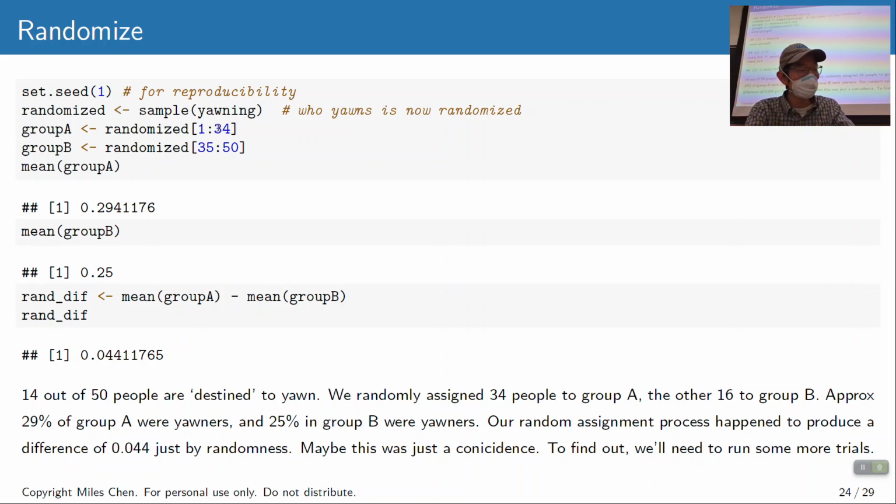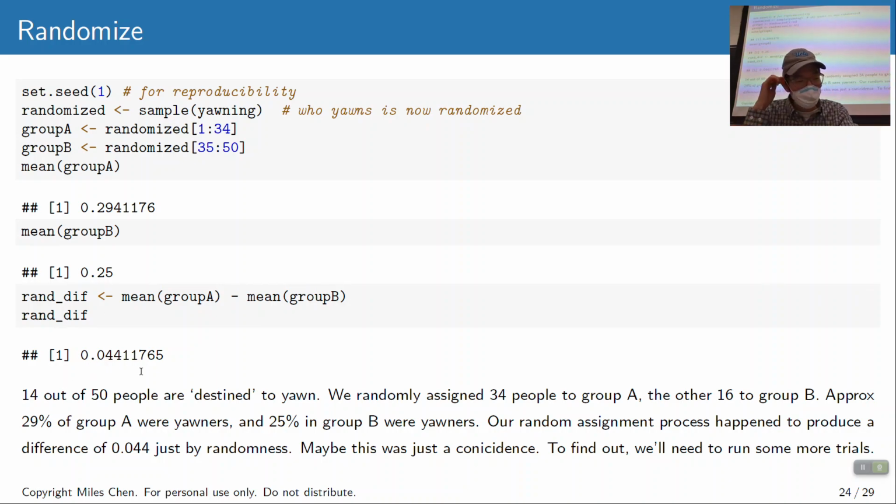So here, just for one example, I shuffle them up, and I'm going to put the first 34 into group A and the remaining 16 into group B, right? And the only reason why group A would be different from group B is the shuffling process only. I haven't done anything else to these groups. And I say, what's the mean of group A? I get 0.294. What's the mean of group B? I get 0.25. So coincidentally, I got the same results that I got in my observed data. That's just a coincidence. I get a random difference of 0.044.